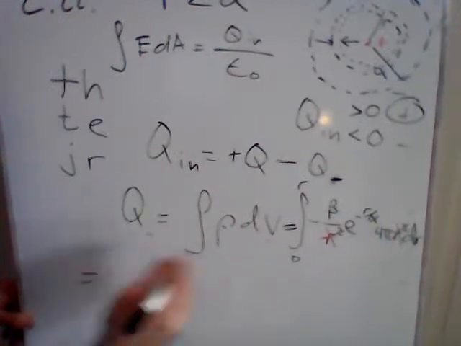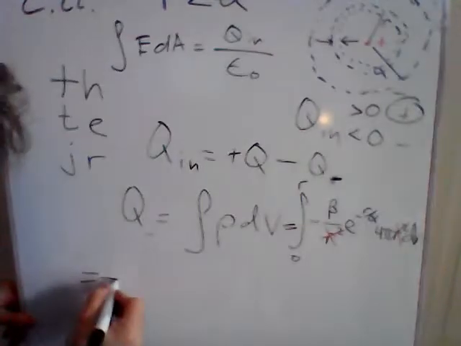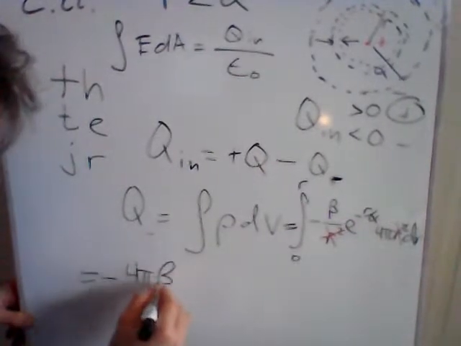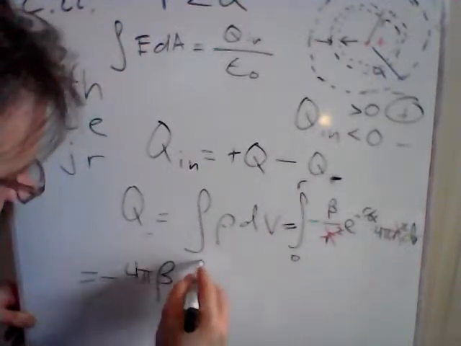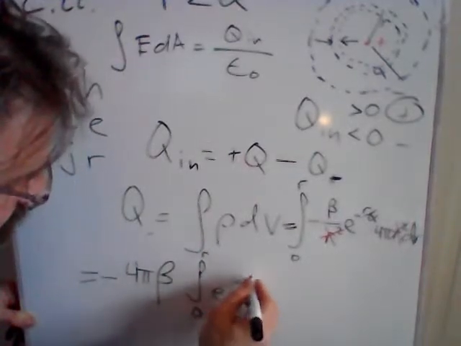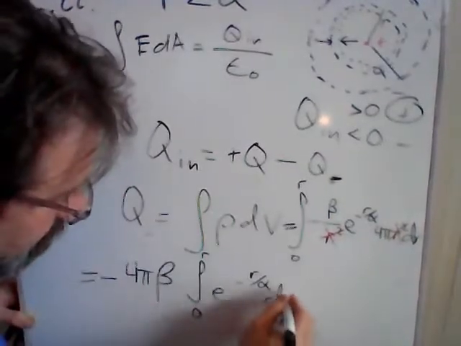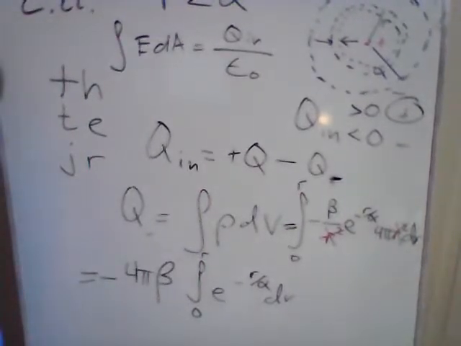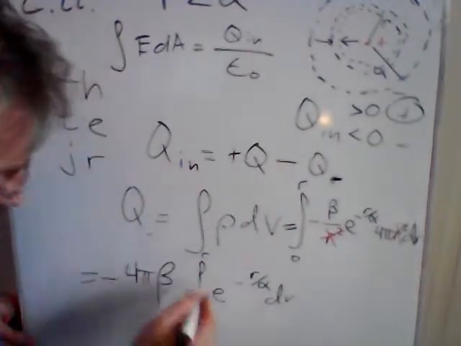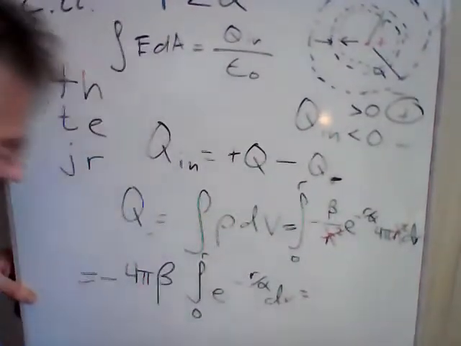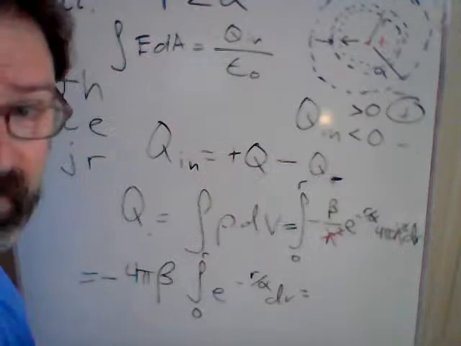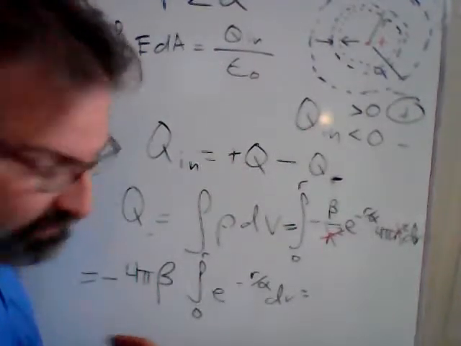So let's take a look. We're going to pull the constants up front. So we have minus 4 pi, we have a beta, and then we have the integral 0 to r e to the minus r over alpha dr. This integral is relatively straightforward for you guys. Just a reminder that the integral of the exponential is the exponential itself. So we just have to worry about the internal derivative, antiderivative, in order to make this work.